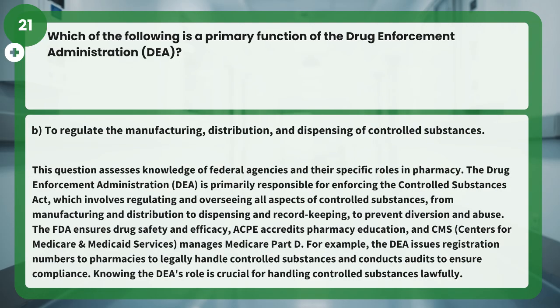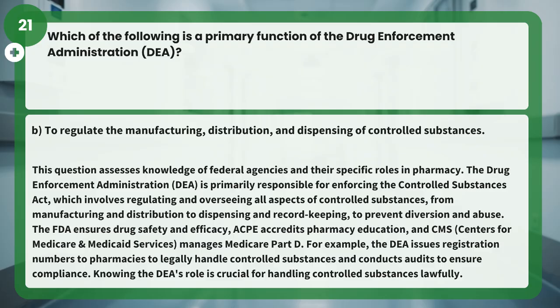Answer B. To regulate the manufacturing, distribution, and dispensing of controlled substances. This question assesses knowledge of federal agencies and their specific roles in pharmacy. The Drug Enforcement Administration, DEA, is primarily responsible for enforcing the Controlled Substances Act, which involves regulating and overseeing all aspects of controlled substances, from manufacturing and distribution to dispensing and record-keeping, to prevent diversion and abuse.